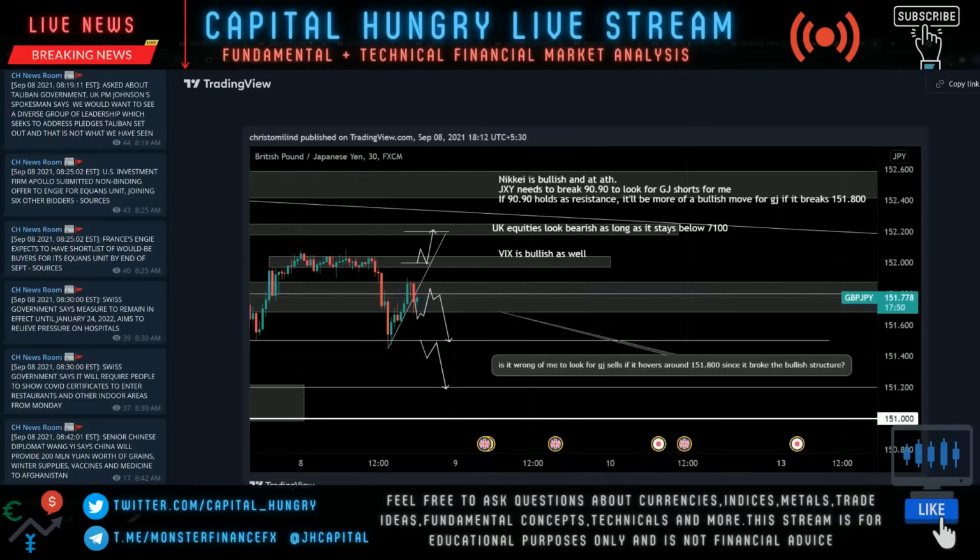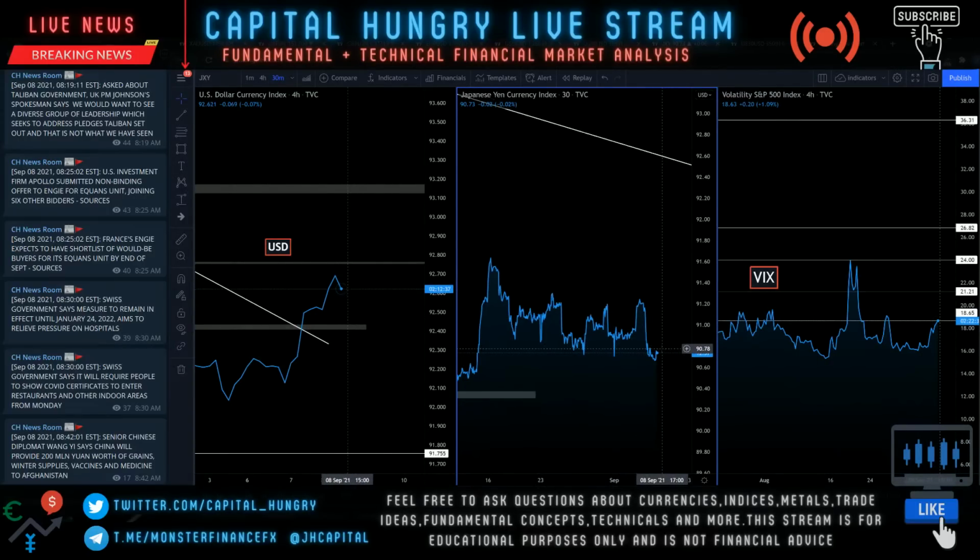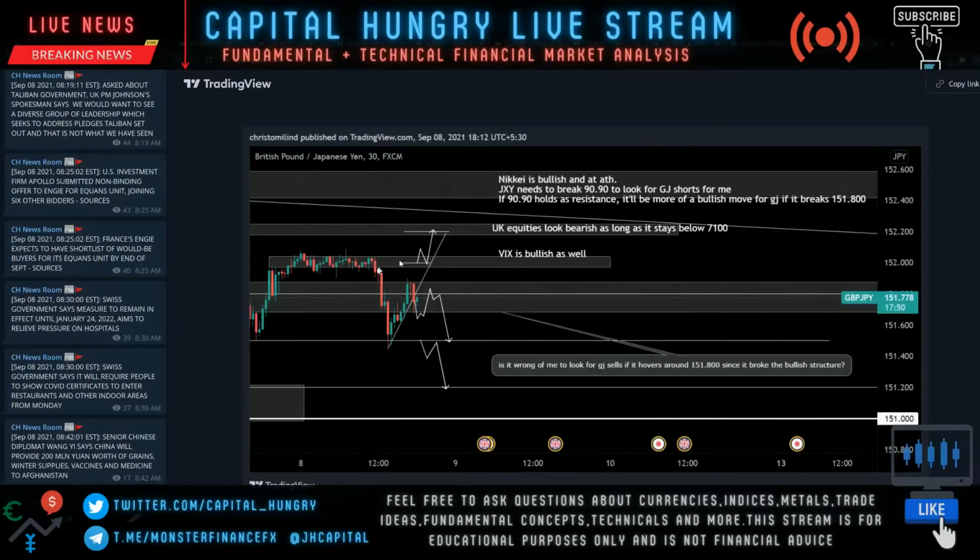Oh, Jixie needs to break 90.9 for you to look for shorts. Okay, I really agree. I like this. Very simple, very clear cut. I like how you're looking at the equity markets and the price action areas of interest. I like how you have both trade ideas marked out and you're going to stay adaptive as well.